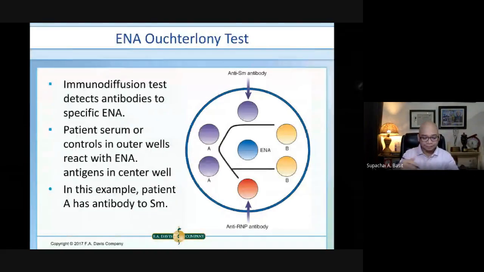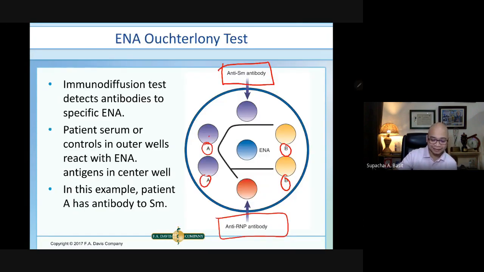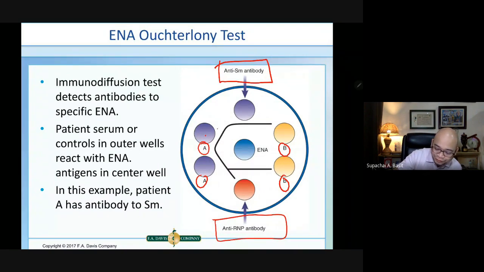Patient A, so this is patient A, and then this is patient B. At the upper portion, you have added anti-SM antibody. At the lower portion, you have added anti-RNA antibody. So patient A has anti-SM antibody. Why did I say that? Because of this particular arc formation.